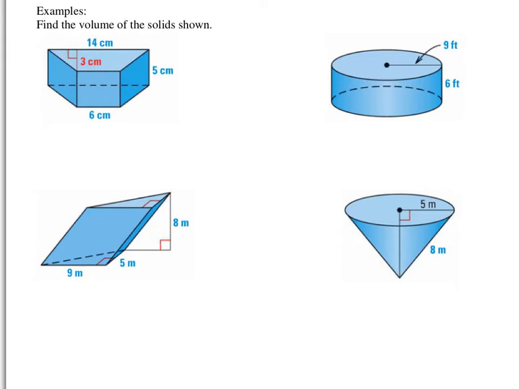All right, so now we just have a bunch of shapes that we need to find the volumes of. I've got 7 different total shapes, and we've got some varieties. In this first one, it is a prism, and it's a trapezoidal prism.